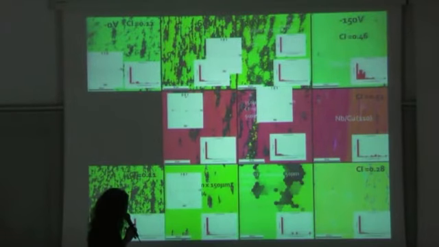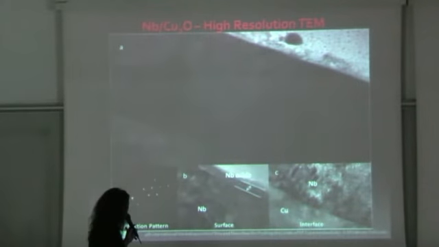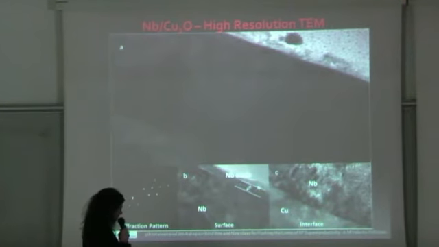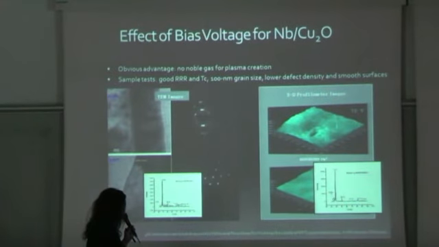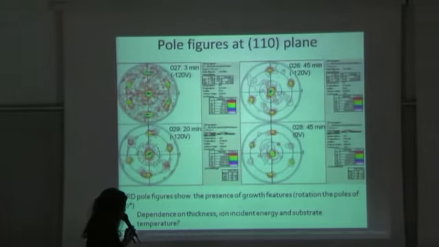Okay, same thing here for the different bias voltages. This is a high-resolution TEM for a niobium film coated on an oxidized copper interface. And you can see at the bottom the interface that is relatively sharp, and the niobium oxide layer that is about 5 nanometers thick in all cases. As we increase the energy, we actually increase the quality of the film. We grow films that have a lower defect density and are also smoother. This is also, again, for niobium on oxidized copper.